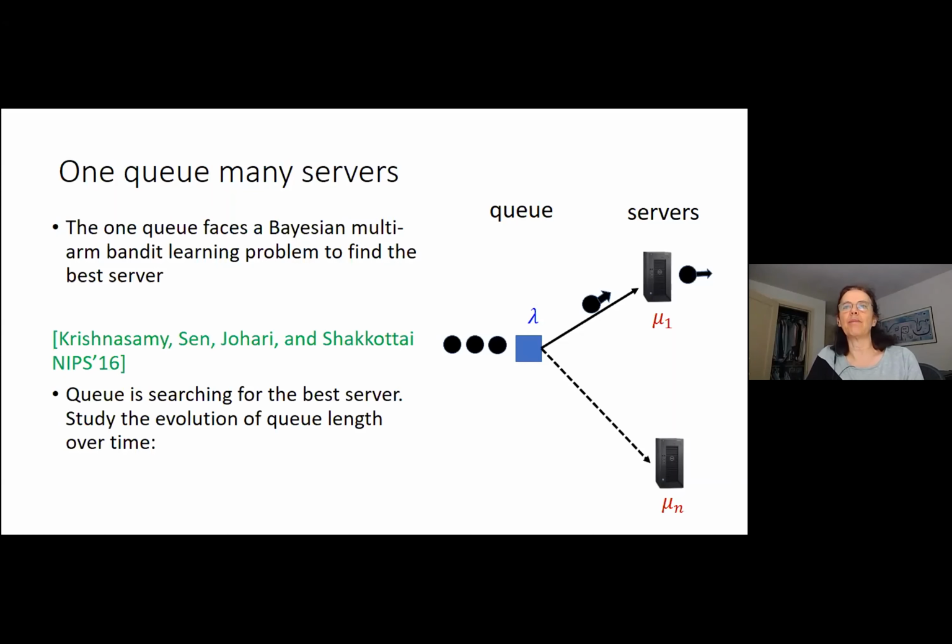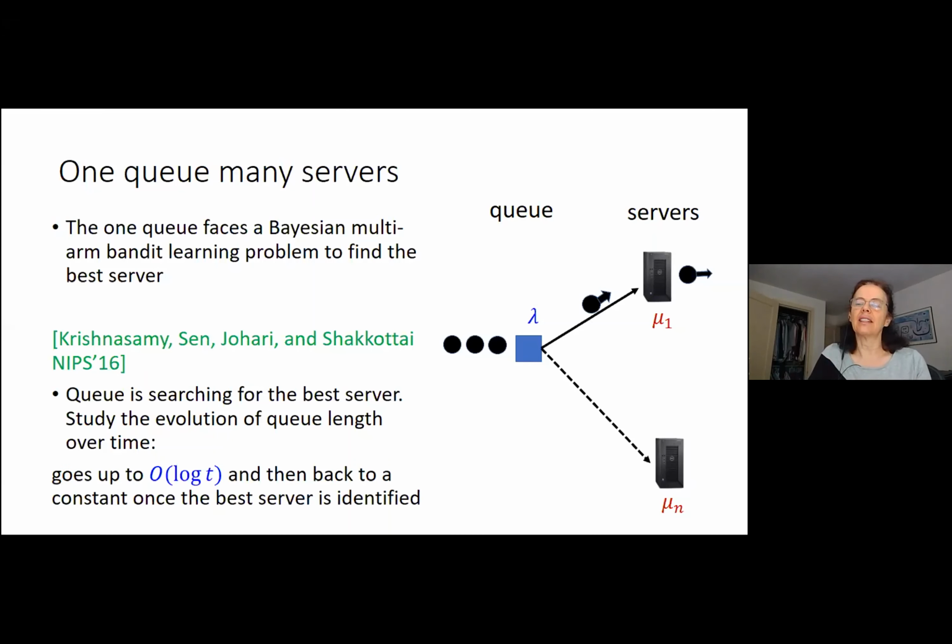There is a nice paper that actually served as part of my motivation to think about this model. Krishnasamy, Sen, Johari, and Shakkottai, a couple of years ago, I guess by now 4 years ago, have a paper on this system, and what they're asking is how will these queues behave. The basic result is that, like you would expect in learning, the queue lengths will grow logarithmically for a while, but after a while the queue will figure out which one is the good server, and then the queue will go down and will actually vanish, or essentially go down to nothing.